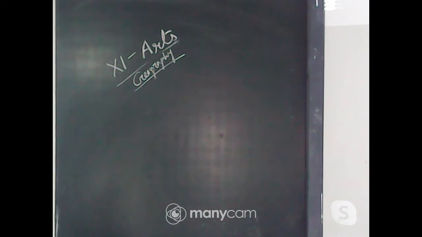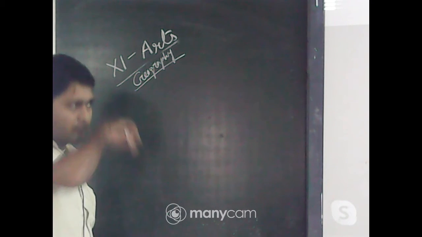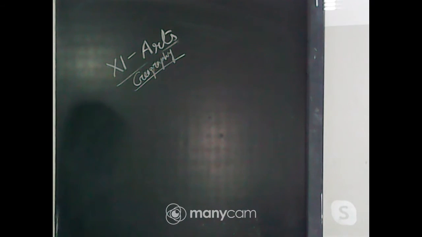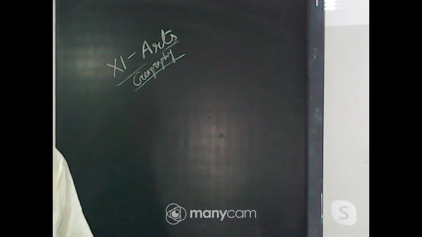Today we will start from distribution of earthquake and volcanoes, because last day you know that we have completed up to the ocean floor configuration from page number 32. So, this chapter, distribution of ocean and continent, in this chapter today we will start this part, distribution of earthquake and volcanoes.